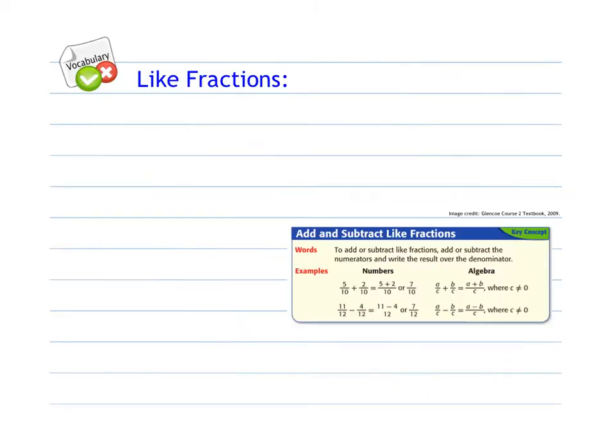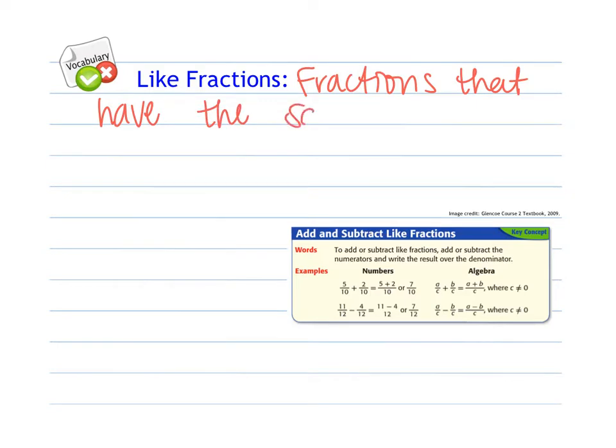We have a vocab here, like fractions. This is when we have fractions that have the same denominator. So the bottom number is the same. So 3/4 and 1/4. These are like fractions.